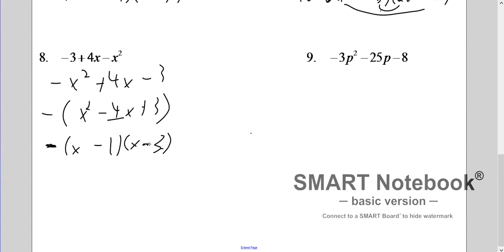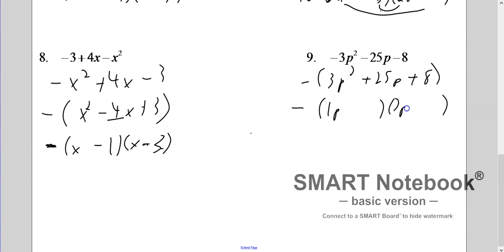Number 9. Again, I can only take out a negative. There's no common number. So this is just going to become positive. This is going to become positive. And look, this is going to become positive also. And now, write that negative. Don't forget it.